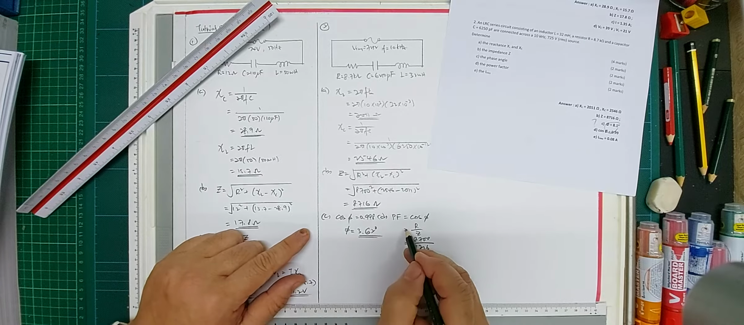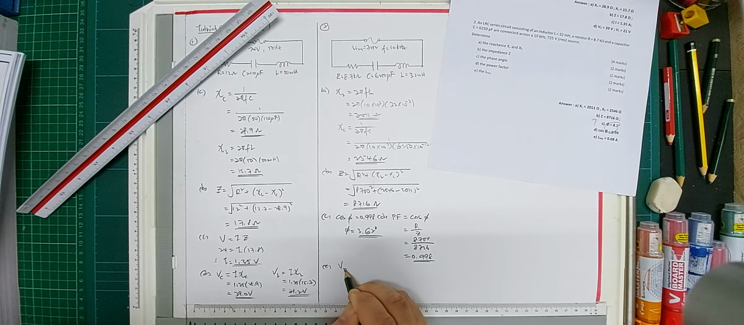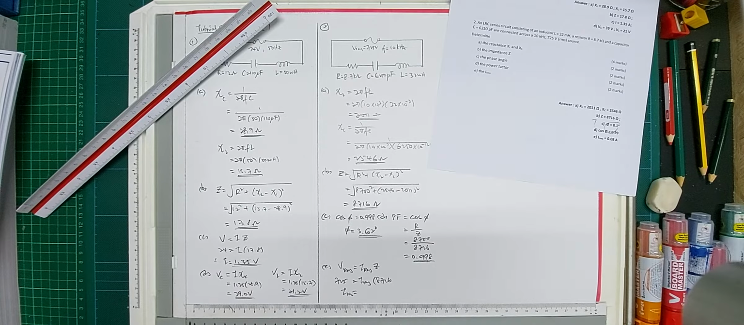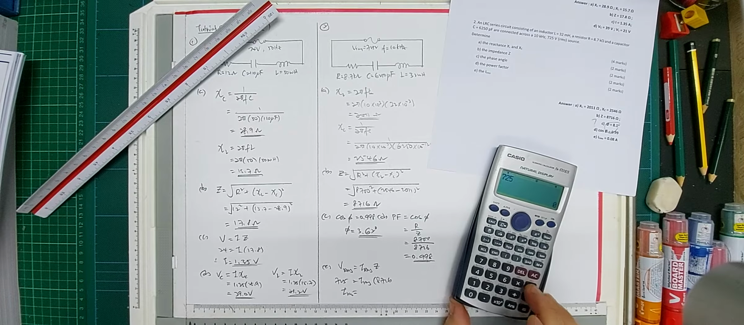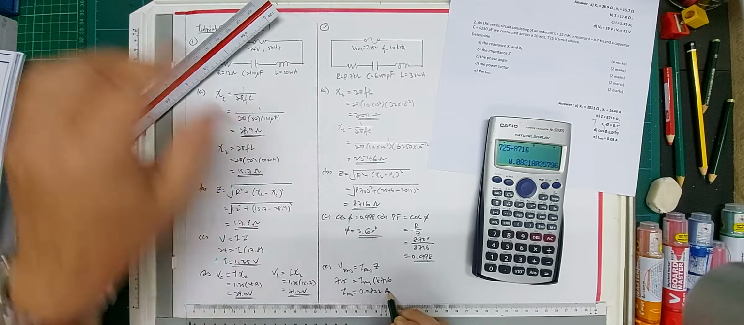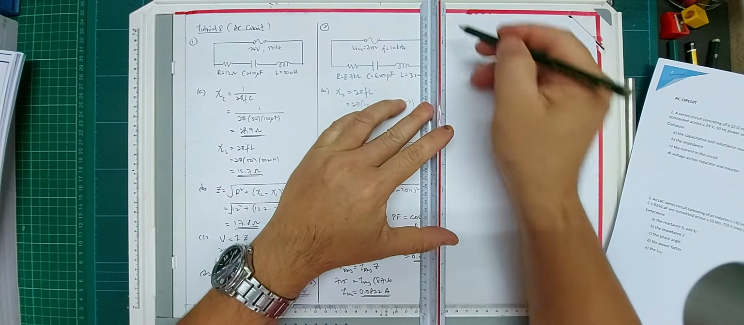Now D is also power factor. Now E. E is I root mean square. So we use V root mean square is equal to I root mean square multiplied by Z. This one is already given, 725. So for I root mean square you have to divide by 8716 to get your I root mean square current. So 725 divided by 8716. Current is 0.0832 ampere. This is root mean square. Okay, done for question 2.